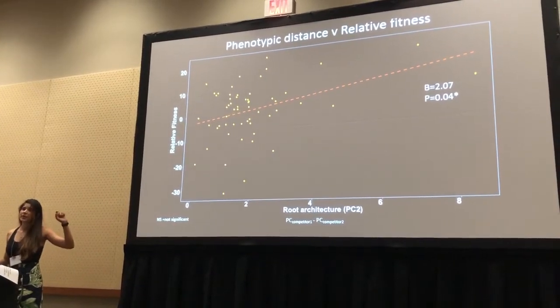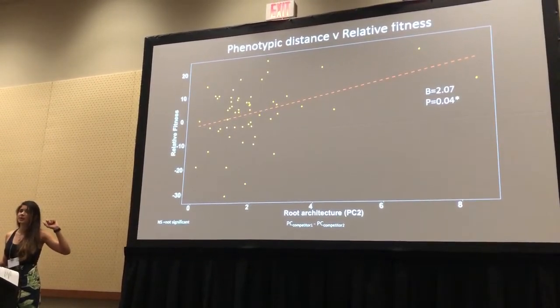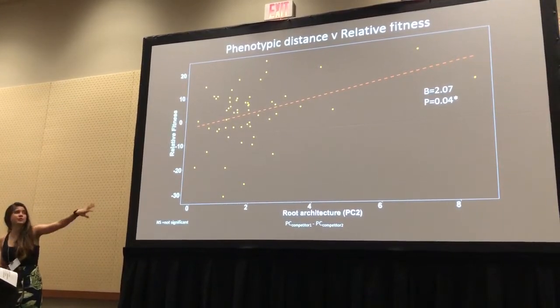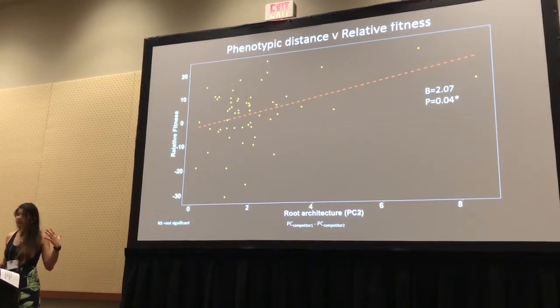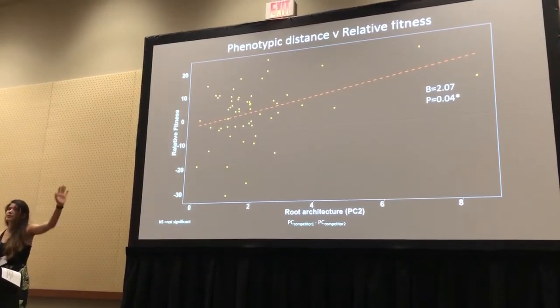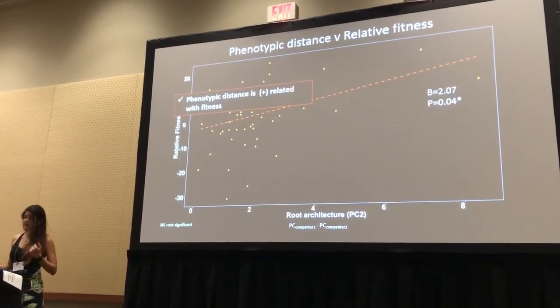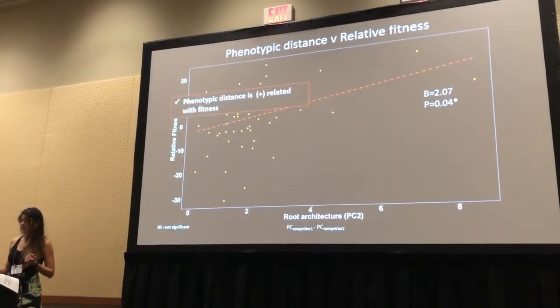Every point here is an average of 8 biological replicates of maternal line by species combination, where those individuals that, as you can see on the left, are more similar in their root architectures than those individuals on the right in the x-axis. And so this meets that criteria that there is a positive relationship between phenotypic distance and fitness.